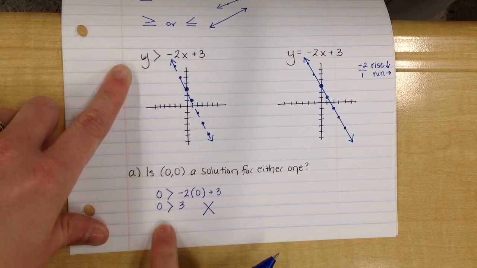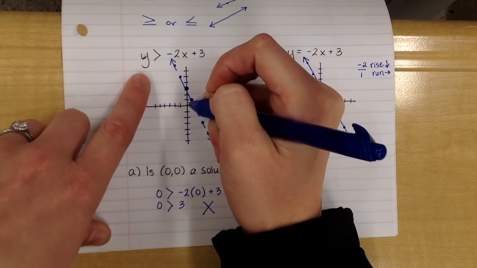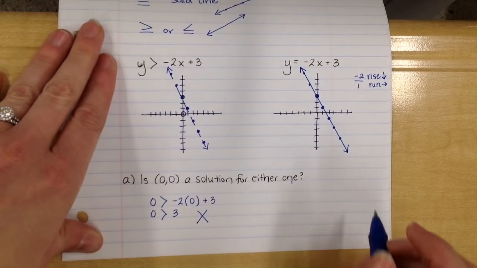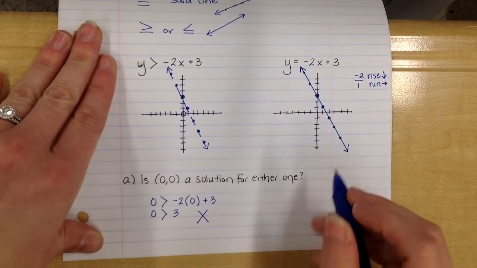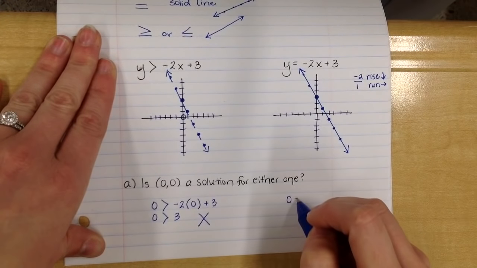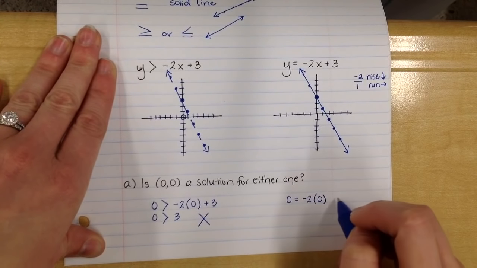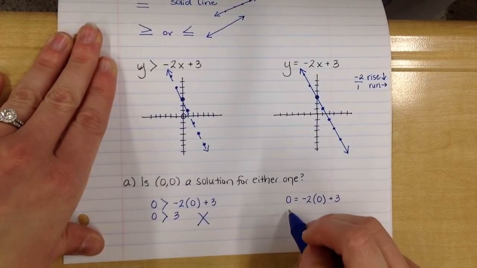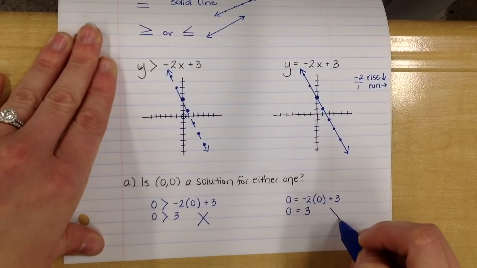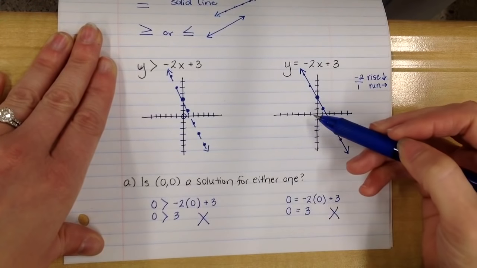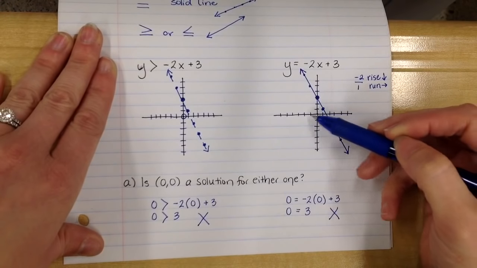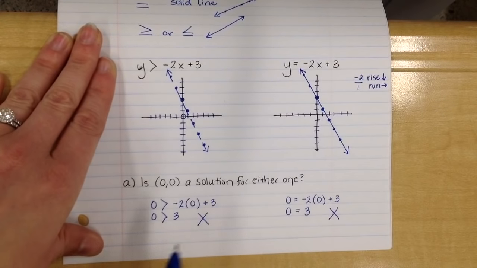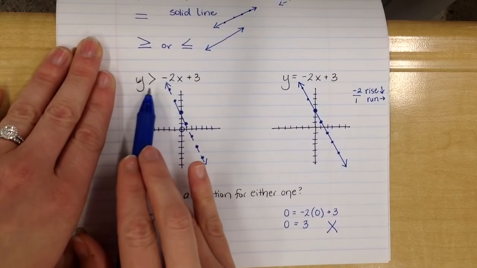Okay, well that's great because it is down here, so we're going to fill that in with an empty circle just for our own purposes right now. I might erase that later. Over here, let's see if it's a solution. We got 0 equals -2 times 0 plus 3. Again, -2 times 0 is 0, plus 3. 0 does not equal 3, so no, it should not be a solution. And over here we can tell that it is not in fact a solution because it does not actually fall on that line itself.